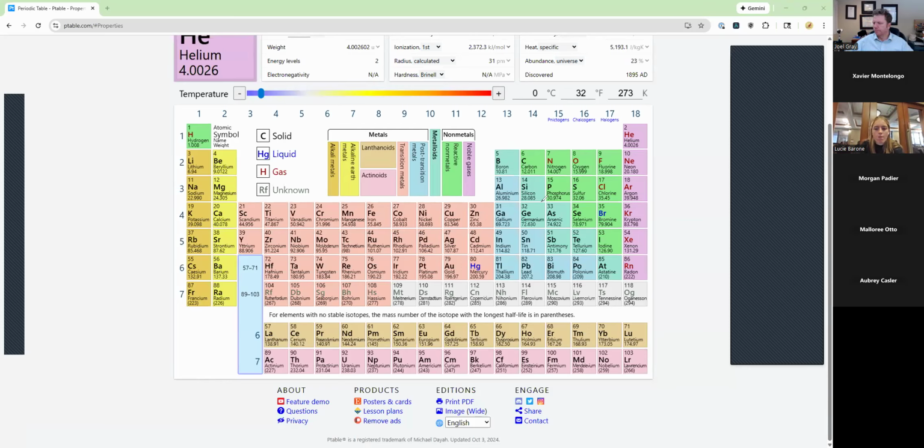6 and 12. Perfect. Now, 6 is our number of protons. The 12, or that 12.011, is the weighted mass average.